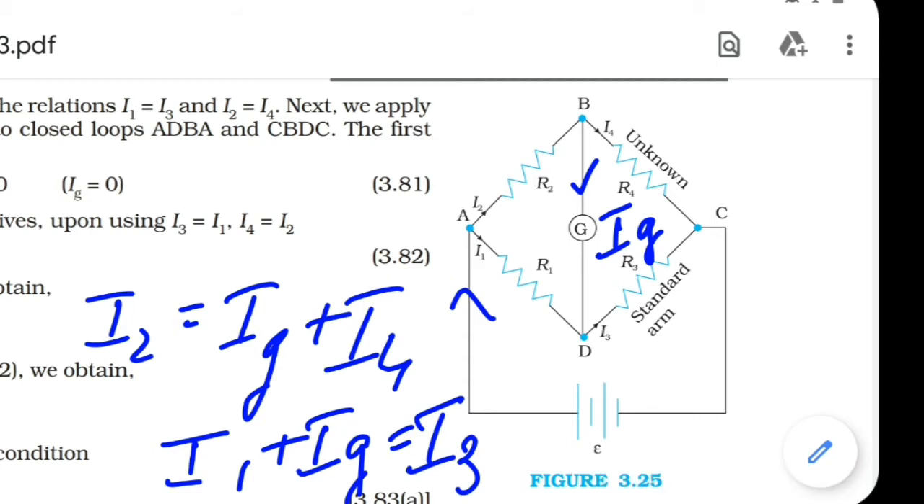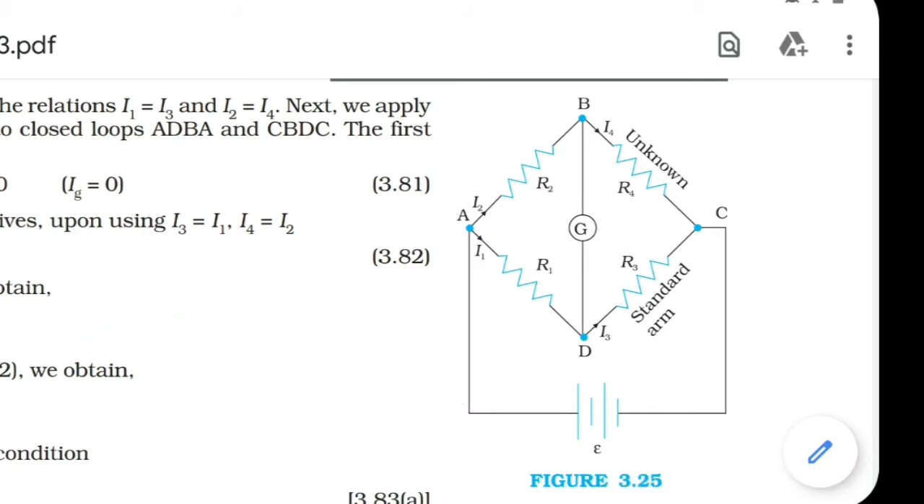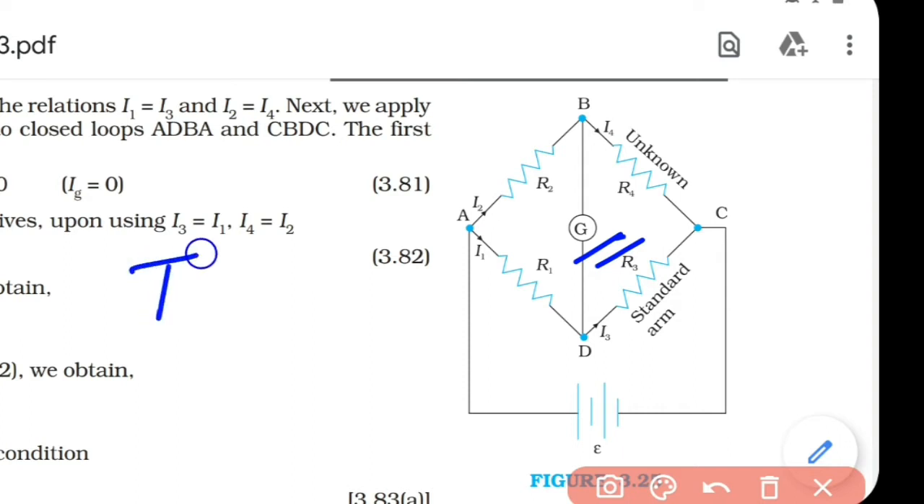Now we discuss a condition. When will we say the bridge is balanced? There is a balancing condition for the bridge. The bridge is said to be balanced when no current flows through the galvanometer. When no current flows through the galvanometer, we say that the bridge is balanced. What do you mean by that? IG is equal to 0.